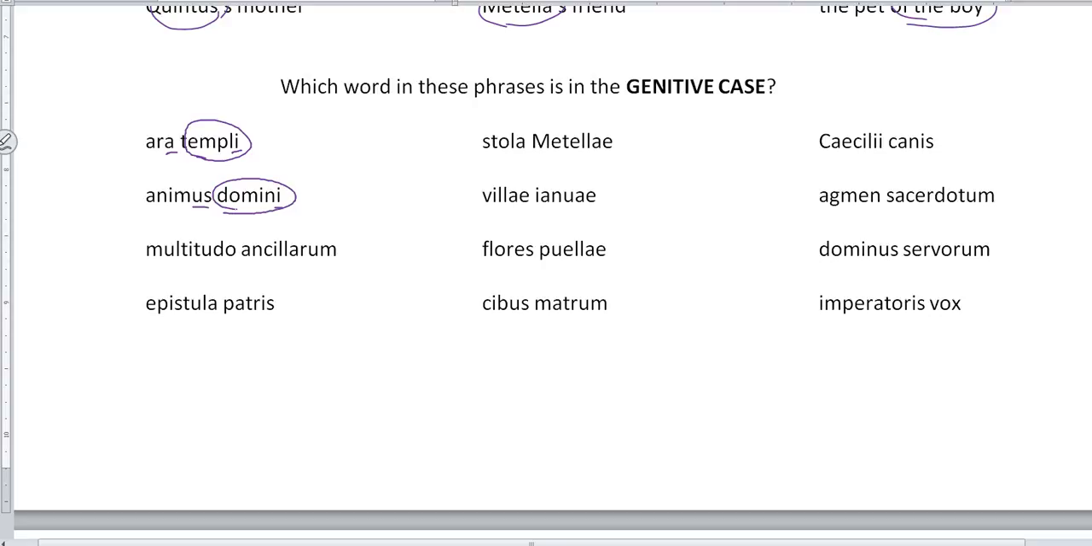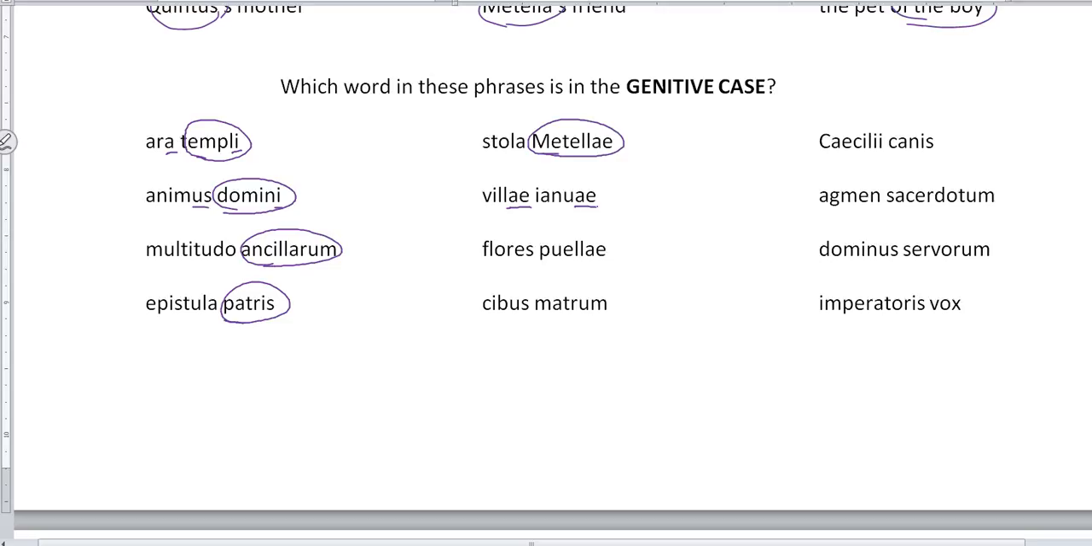Okay, welcome back. With multitudo ancillarum, ancillarum is your genitive, a multitude of slave women. Epistula patris, patris is genitive, the letter of the father. Stola Metelli. Metelli is your genitive. The dress of Metella, or Metella's dress. Ooh, now we get into villae januae. That is tricky because we've got an AE and an AE. Both of those could be genitive. So sometimes you might have to use context.